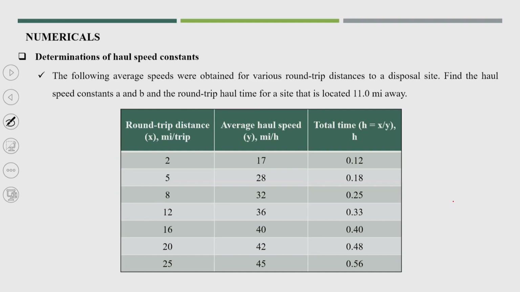So, this is the data already available with us. We know the different round trip distances, and we also know the average speed, and the total time required we can easily find as x by y. So, now we have to calculate the constants A and B and the round trip haul time, that is the x value, which we can also calculate.